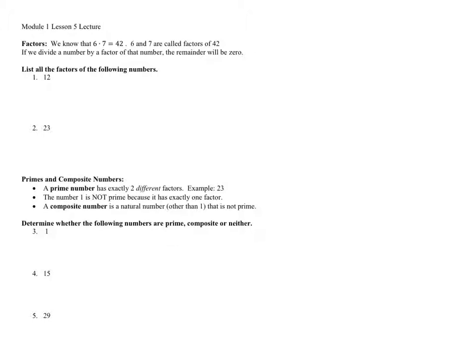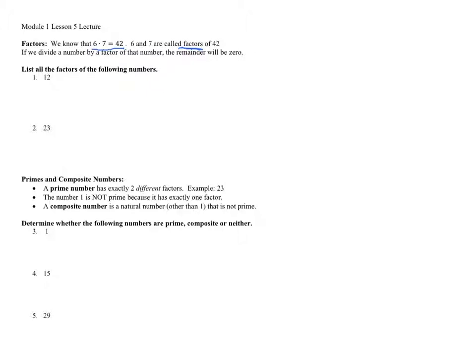We know, for example, that 6 times 7 is equal to 42. So here, 6 and 7 are called factors of 42. In other words, if we divide a number by a factor of that number, the remainder will be 0. So factors go into a number evenly. Let's list all factors of the following numbers.